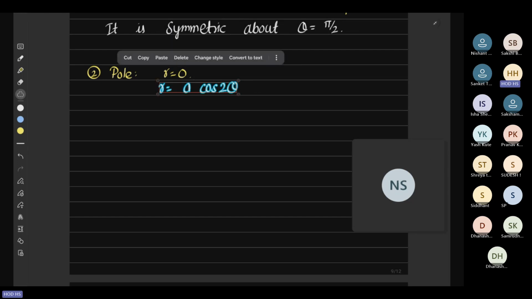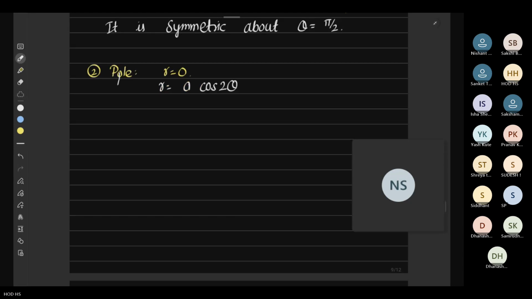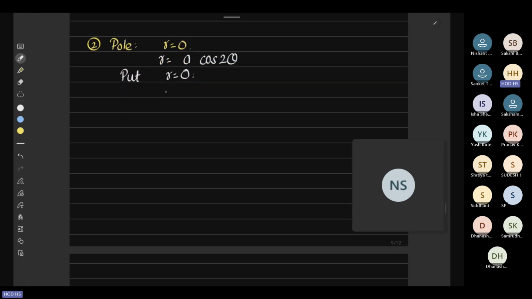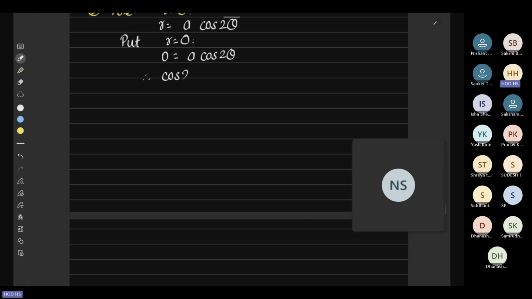I will just copy this equation and will not paste it here. I'll just copy this equation and put r is equal to 0. So since we are substituting r is equal to 0, we have 0 is equal to a cos 2 theta. Therefore, cos 2 theta is equal to 0.